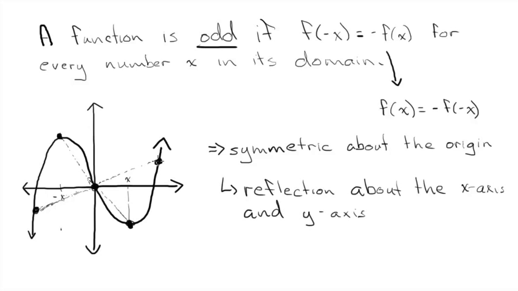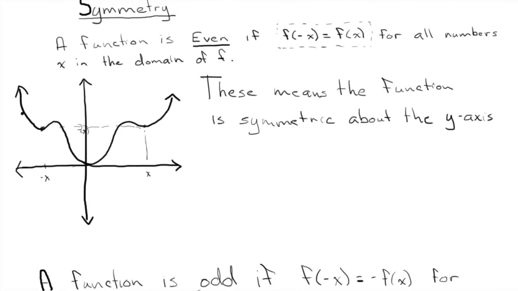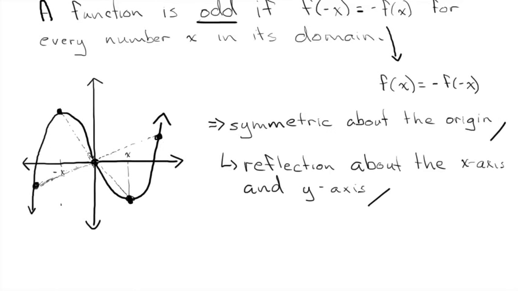So if you took half the graph here, reflected it once, and then reflected it again, you'd match up with the second part of the graph. So thinking about it either of these two ways can help you determine if a function is odd just by looking at the graph. Okay, so those are the two types of symmetry. We've got even functions, reflections about the y-axis, and odd functions, symmetric about the origin.